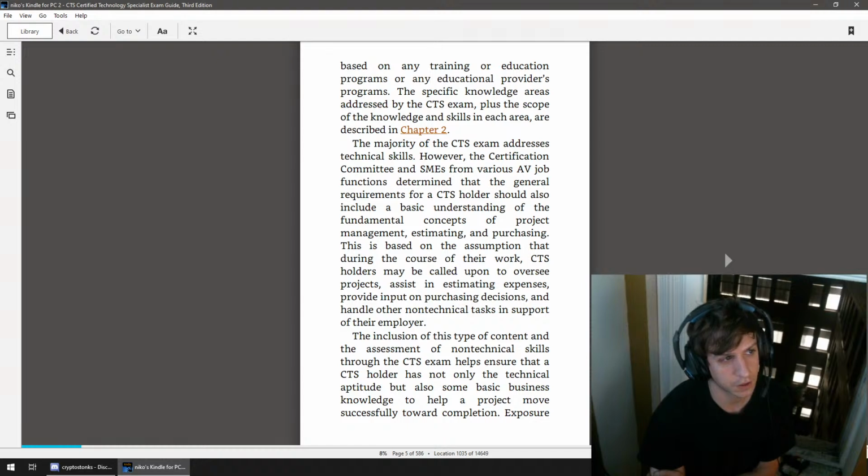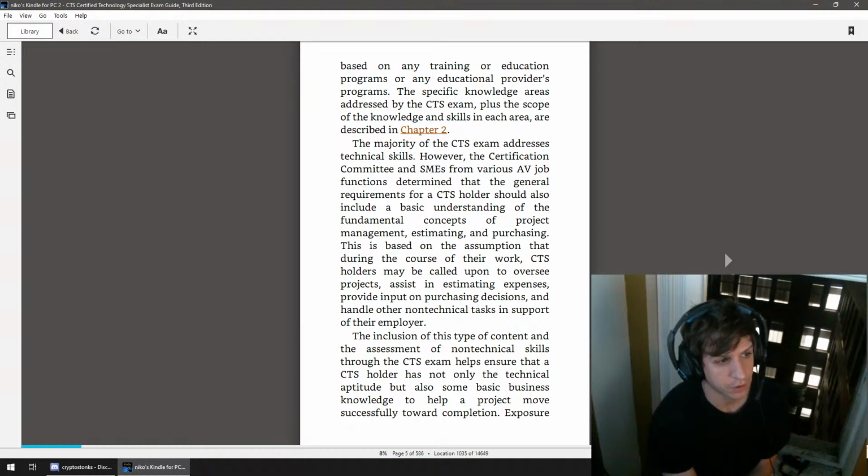However, the Certification Committee and SMEs from various AV job functions determined that the general requirements for a CTS holder should also include a basic understanding of the fundamental concepts of project management, estimating, and purchasing. This is based on the assumption that during the course of their work, CTS holders may be called upon to oversee projects, assist in estimating expenses, provide input on purchasing decisions, and handle other non-technical tasks in support of their employer.